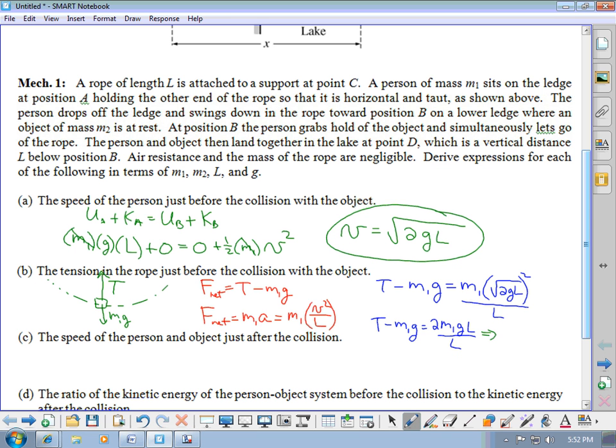And the L's divide out, so we have T minus m1g equals 2 m1g. We add m1g to both sides, and we get the tension equals 3 times m1g. The tension is 3 times the weight of the person.